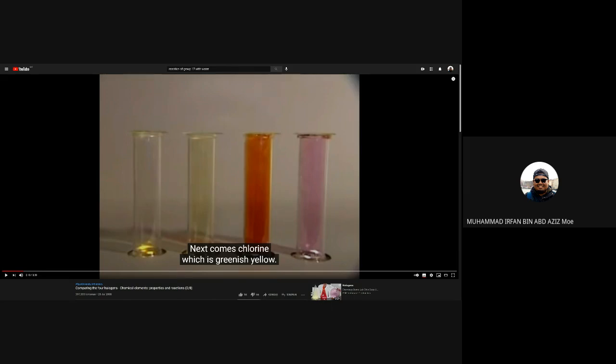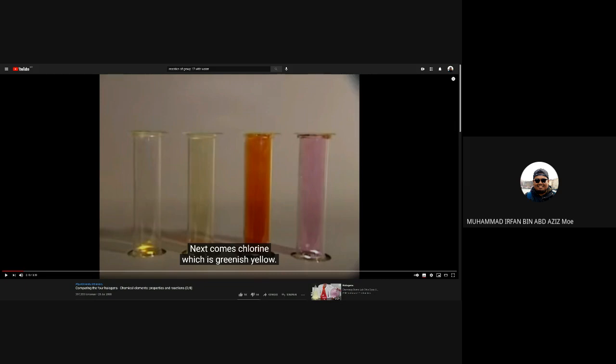At room temperature, this bromine is called liquid bromine. In its liquid state, it is reddish brownish. And then we have iodine. At room temperature, iodine is solid, or crystal, and it is purple. After iodine we have astatine, also a solid, probably black.